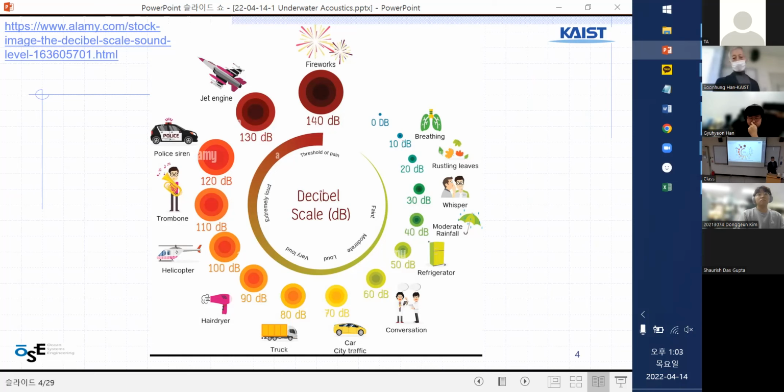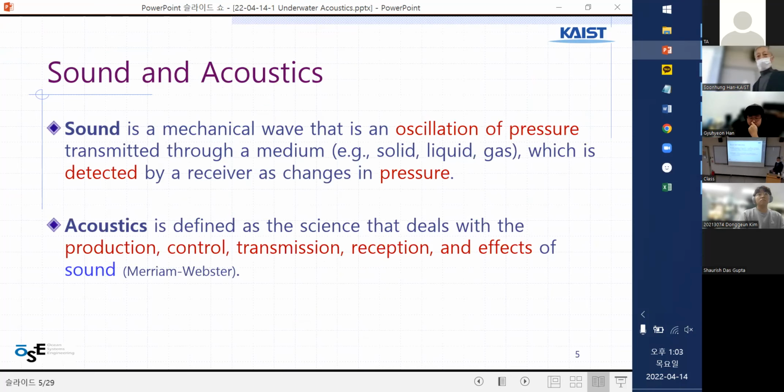So this is sound pressure. Sound is a mechanical wave that is the oscillation of pressure transmitted through a medium, solid, liquid, and gas, which is detected by a receiver as changes in pressure. So your ear senses the pressure changes. That's how sound is detected.